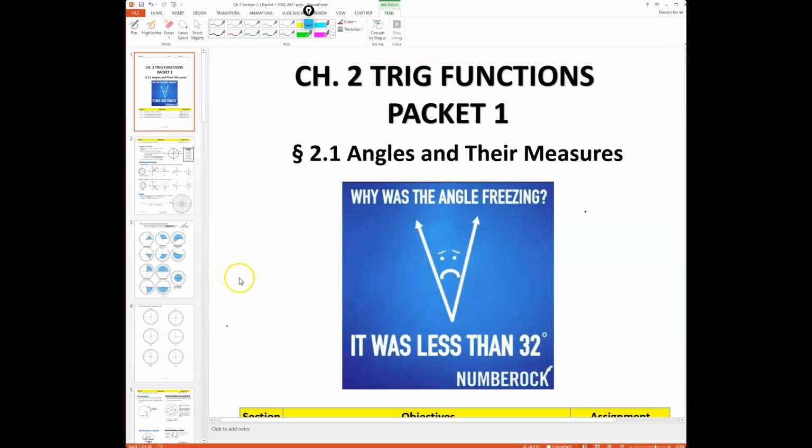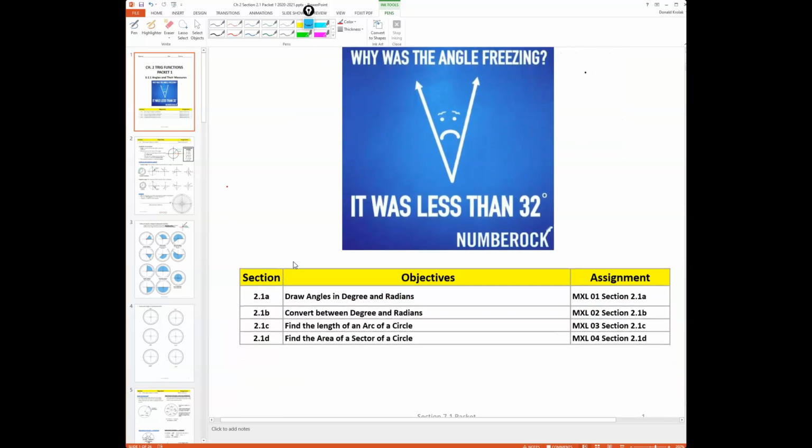All right, our first section is a chapter called Trig functions, and most of you are familiar with trig functions. Today we're going to look at angles and their measures. And our objective today is to draw angles in degrees in standard position. Okay, at the conclusion of this lesson, the Math Excel assignment that goes along with it is Math Excel 01, section 2.1a.